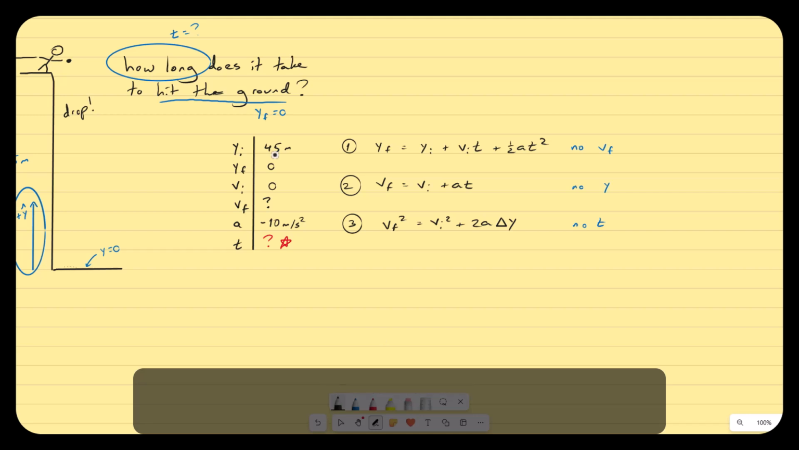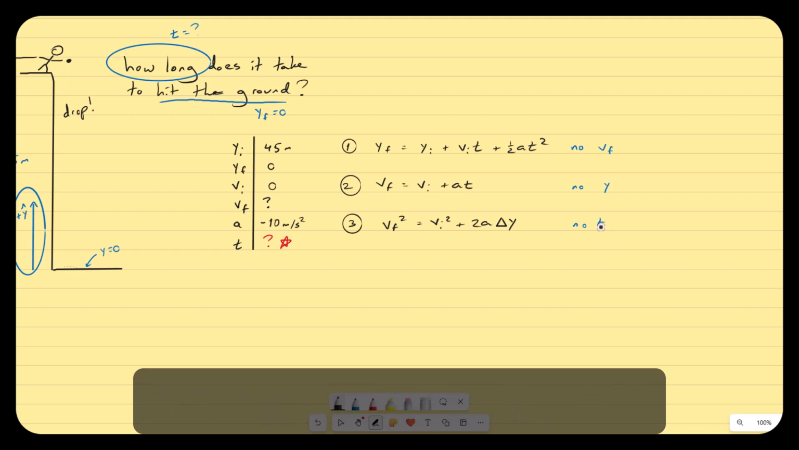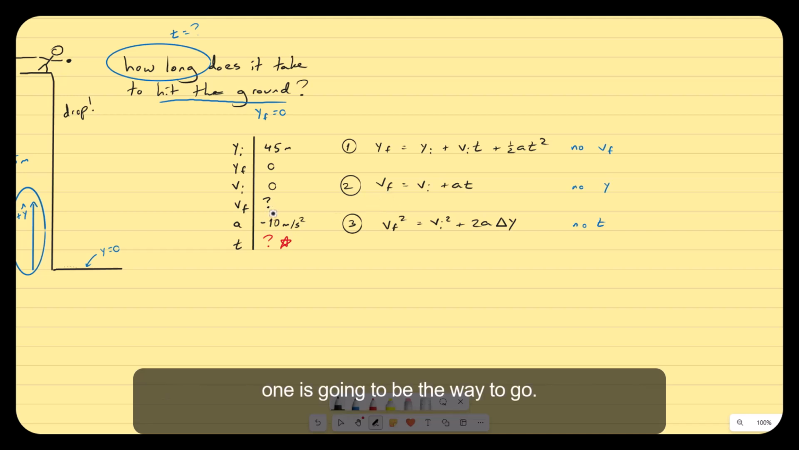I'm looking for time. Equation 3 doesn't have time, so that's not going to be particularly helpful. Equation 2 does have time in it, but it also has v final in it, and I don't know v final. Equation 1 is going to be the way to go.